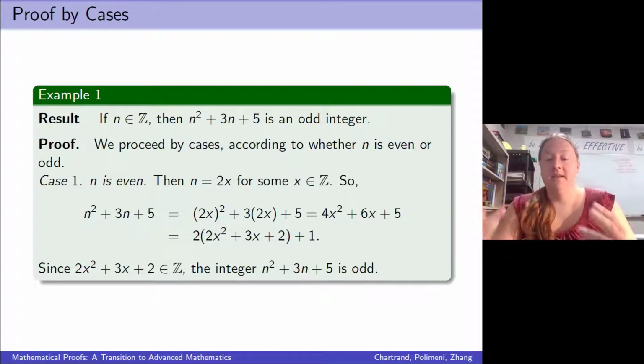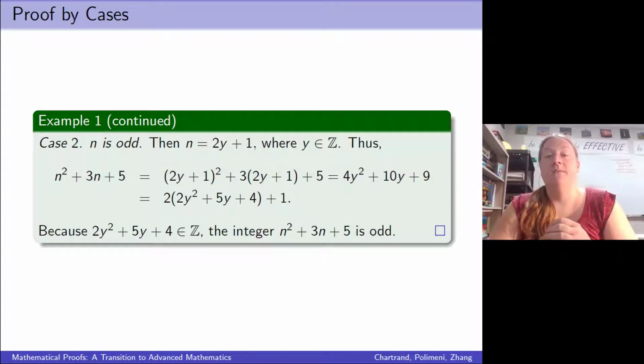So now I need to consider a second case where n is odd. So now n is an odd integer, so I'm going to write it as 2y plus 1 for some y that's an integer. And I'm going to do the substitution of 2y plus 1 in for every n in the expression n squared plus 3n plus 5. And when I simplify that down, I find that, in fact, n squared plus 3n plus 5 is equal to 2 times (2y squared plus 5y plus 4), which is an integer, plus 1. So I find my result that n squared plus 3n plus 5 is odd by definition.